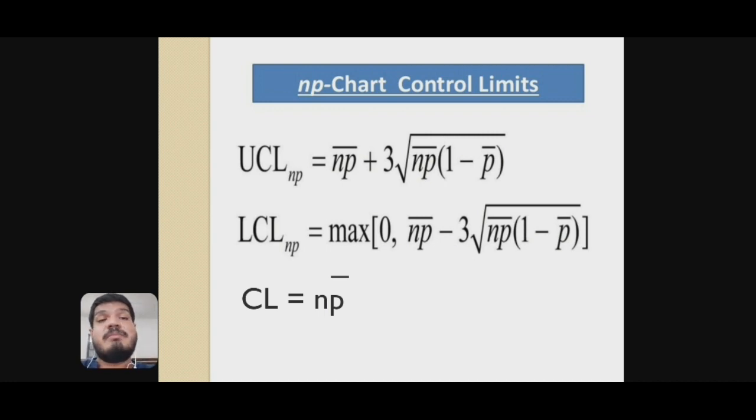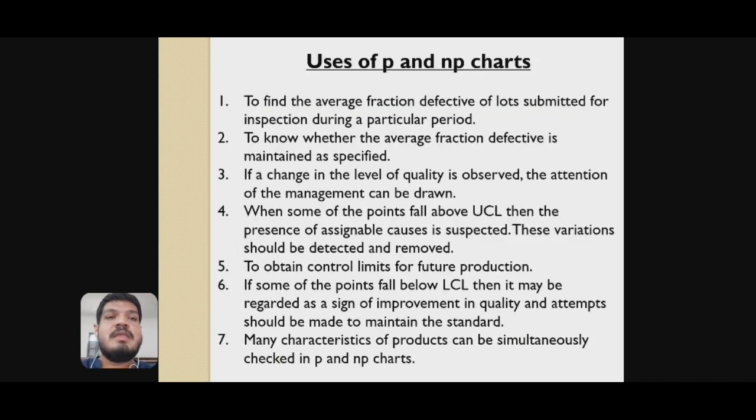So here maximum is written. Why? Because if your LCL comes out negative, then you have to consider that term as 0, right. Suppose LCL is minus 1 point something or minus 2, then you have to consider LCL as 0. So that's why it is written as maximum of 0 or greater than 0. Clear?